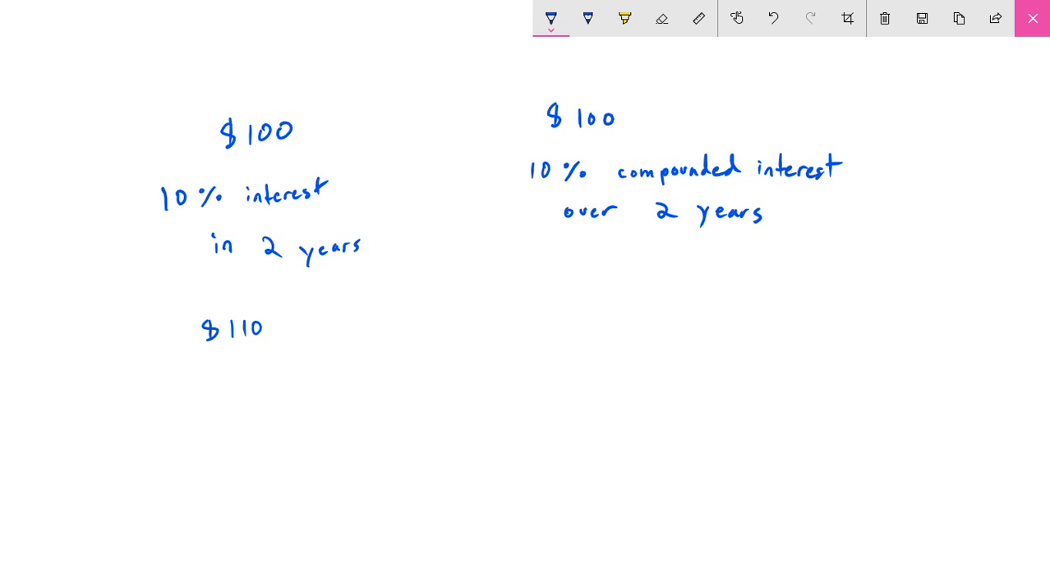Compounded interest goes like this. At the end of each year, you're going to get some interest. So I'm splitting 10% over 2 years, right? So how much interest would I get each year? 5%, right? So watch this.